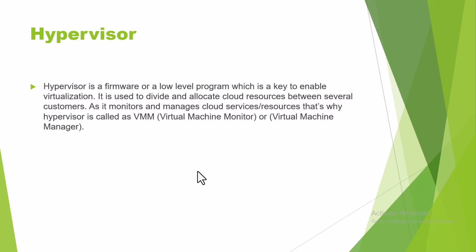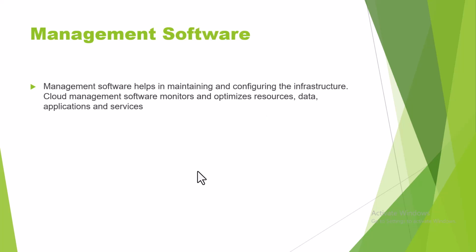Hypervisor. What is a hypervisor? A hypervisor is a firmware or a low-level program which is key to enabling virtualization. It is used to divide and allocate cloud resources between several customers. As it monitors and manages cloud service resources, the hypervisor is called VMM, or virtual machine manager. If you install any server, Ubuntu, or anything, the hypervisor works as a monitor there.